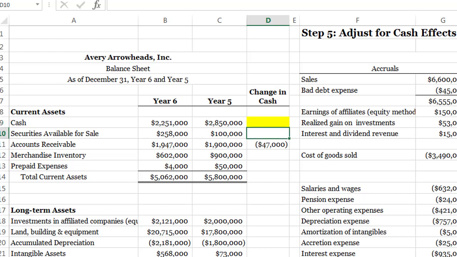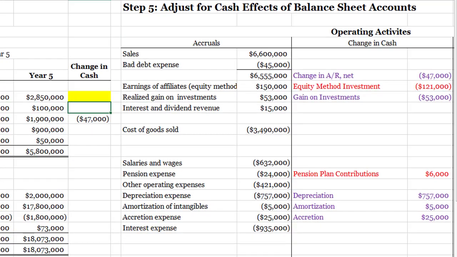The next account we have is these available for sale securities. And the question is, do available for sale securities have anything to do with cash flow from operations? And the answer is no, it doesn't. So it's not going to affect any of this conversion from accrual to cash flow information in our operating activities. But it might have an investing or financing cash flow effect that we haven't looked at yet.